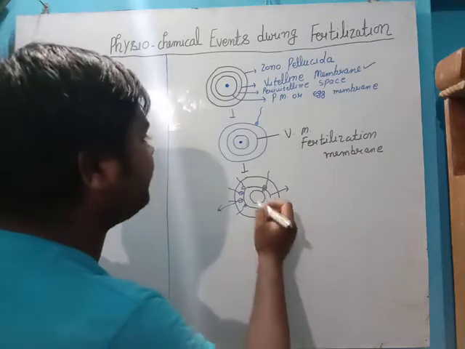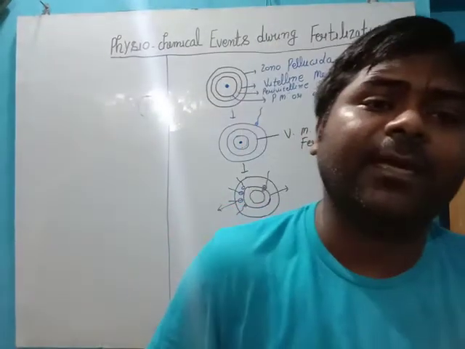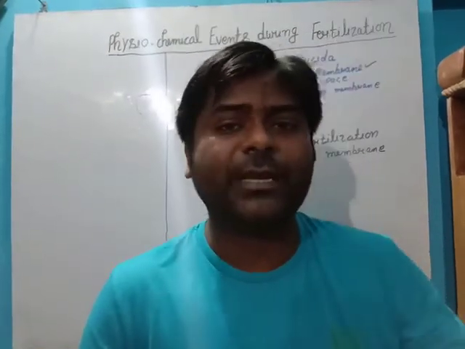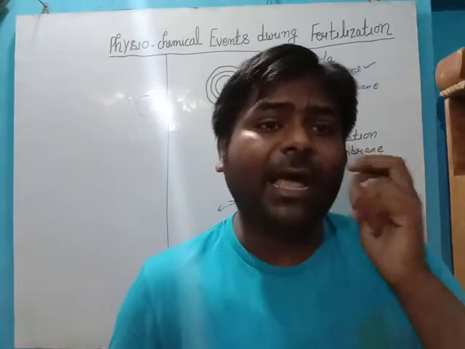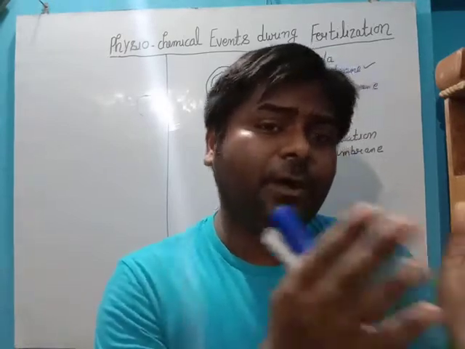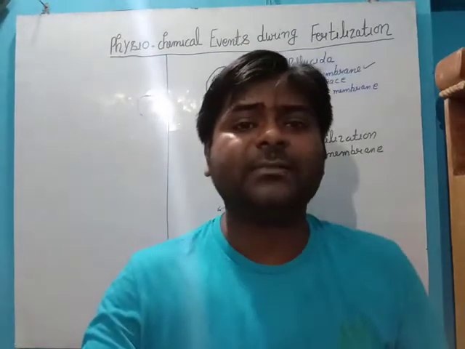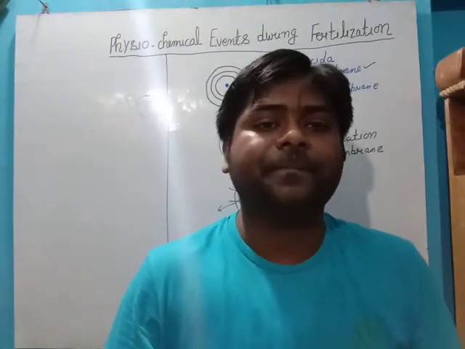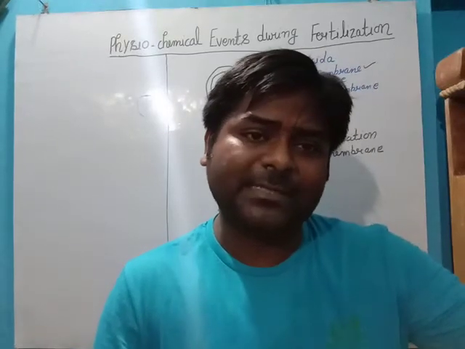Okay, then after we have that activation of the ovum, try to get that one. I taught you about oogenesis. We had two times of meiosis, and at that time we had the formation of polar bodies. So how many polar bodies are formed? Three polar bodies are formed, with the first meiotic division followed by the second meiotic division.